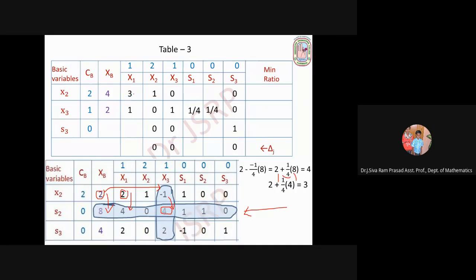This is 3. Next for S1, present value 1 and pivot row value 1. Just replace 1 here, 1 here. 1 plus 1 by 4 into 1. Take LCM, 4 plus 1, 5 by 4. This is 5 by 4. For S2, present value 0, pivot row element 1. Just replace here 0, 1. 0 plus 1 by 4 into 1. That is 1 by 4.